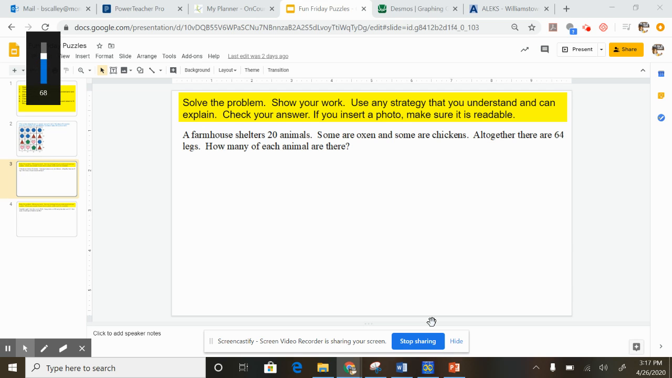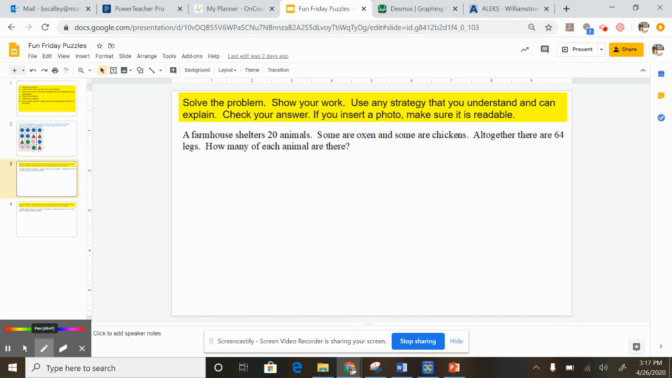So some of you seemed confused on Friday when I gave you these puzzles. It turns out that while most of you did guess and check, and I made it somewhat easy to do guess and check, you could have actually done this problem using a system of equations.